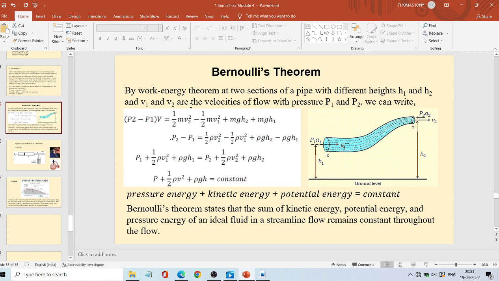So we can derive an important relationship between the pressure, flow speed, and the height for the flow of an ideal fluid. And this is done by Bernoulli, and that theorem is called Bernoulli's theorem.